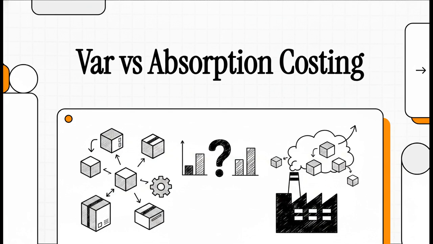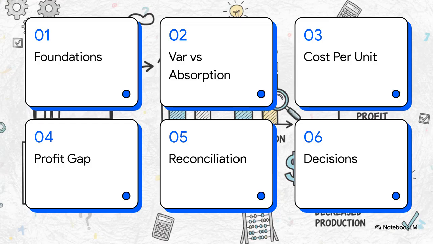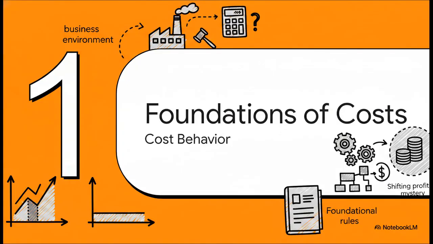Well, it all comes down to an epic battle between variable costing and absorption costing. So let's solve this mystery. Okay, here's a quick look at our agenda. We'll be moving through 1. Foundations of business costs. 2. Variable versus absorption costing. 3. Calculating cost per unit. 4. Why profits can differ. 5. Reconciling the profit gap. And 6. Making real business decisions.